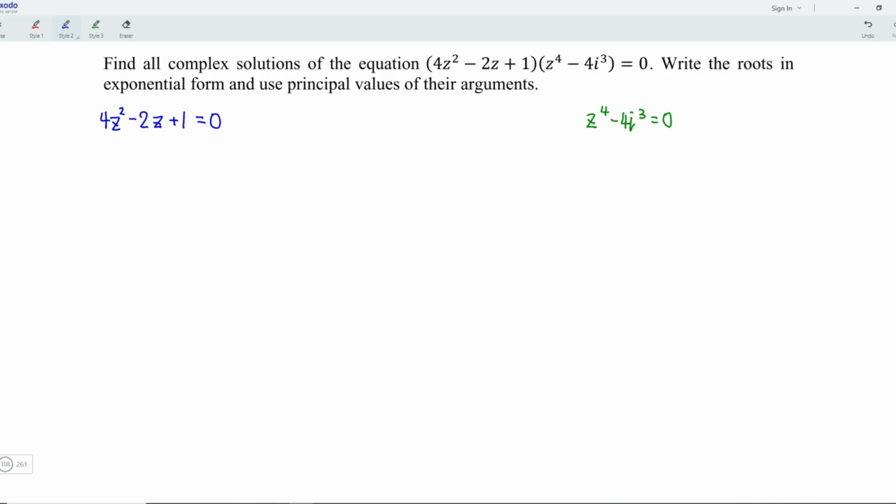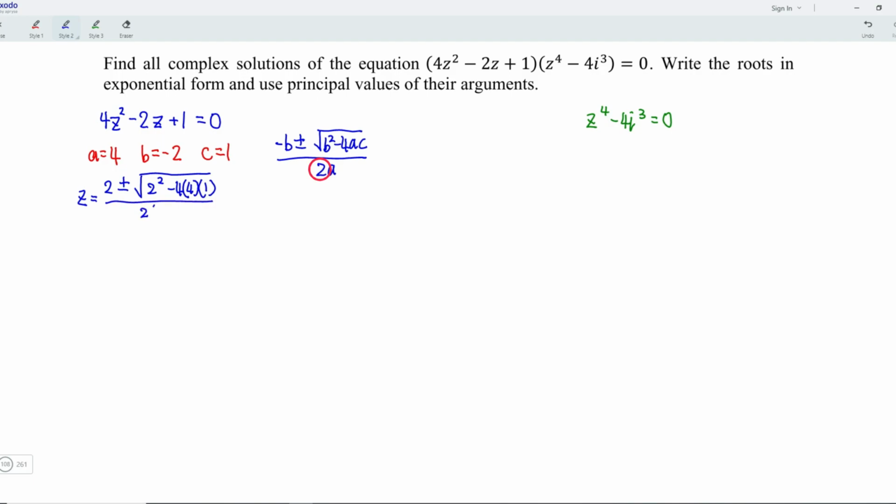Recall that the quadratic formula states that the root is equal to minus b plus minus square root of b squared minus 4ac divided by 2a. Based on the equation, a is equal to 4, b is equal to negative 2, while c is equal to 1, which means that z is equal to 2 plus minus square root of 2 squared minus 4 multiply 4 multiply 1 divided by 2 multiply 4. And this is equal to 2 plus minus square root of negative 12 divided by 2 multiply 4.